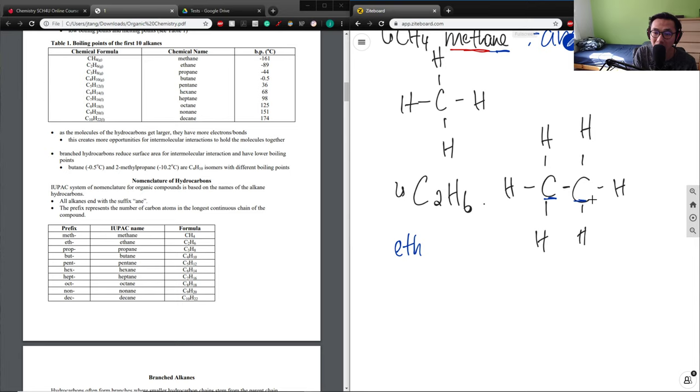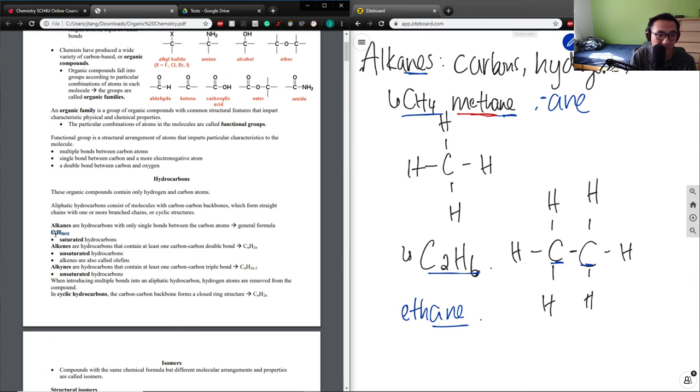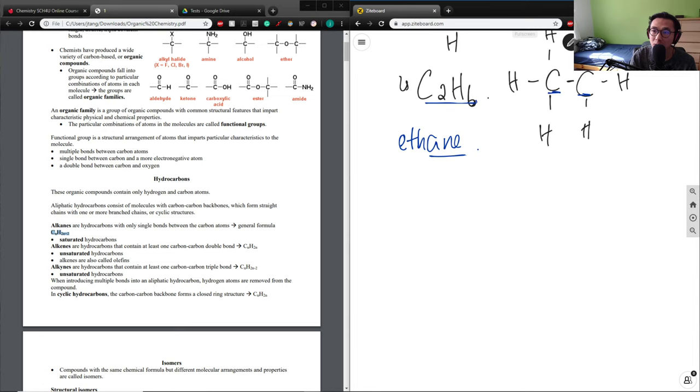So ANE. And as you can probably tell between the formulas here, there's a specific pattern that it follows. So again, I have CH4. If CH4 was methane and C2H6 is ethane, what we have is a general formula that states that alkanes are CnH2n plus 2. This here is a big giveaway for alkanes. So I'll write that down: CnH2n plus 2 is our general formula for alkanes.